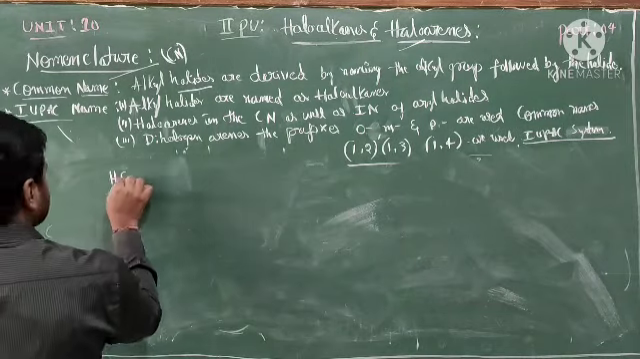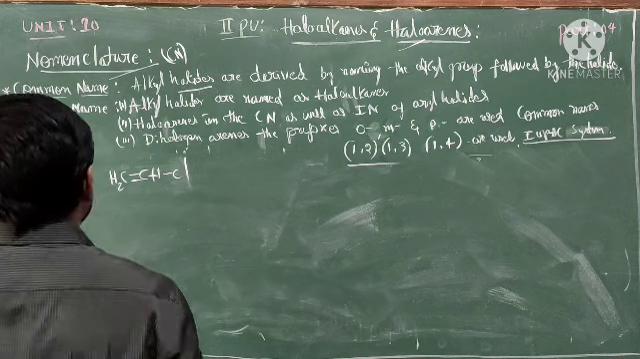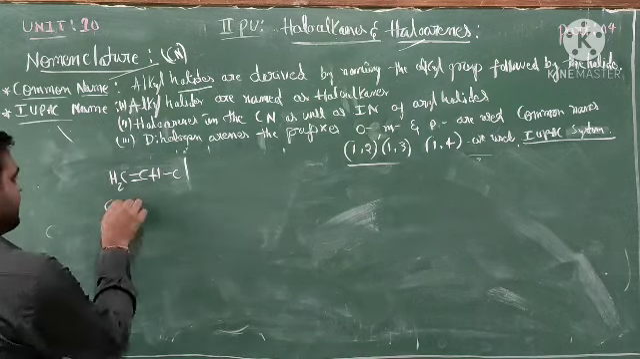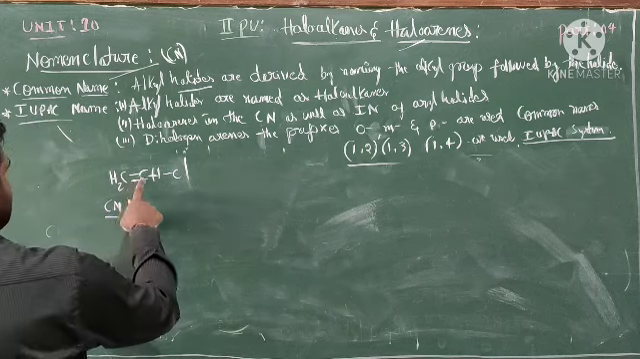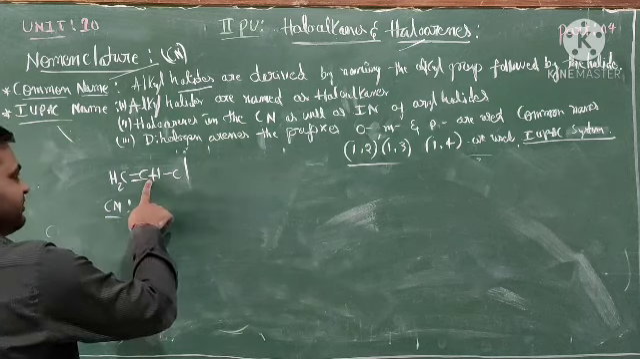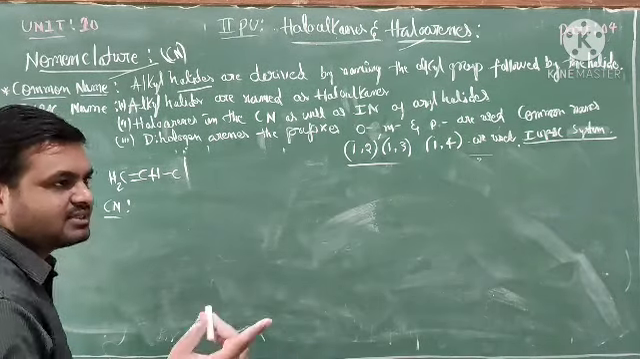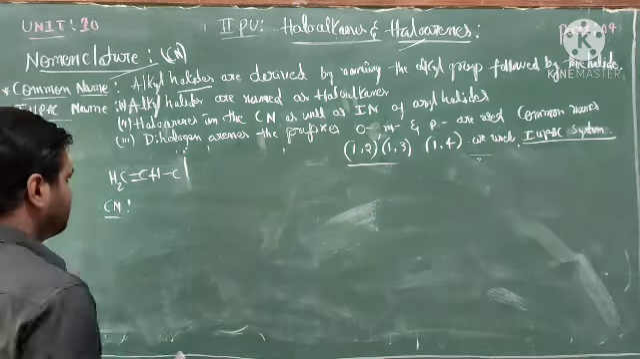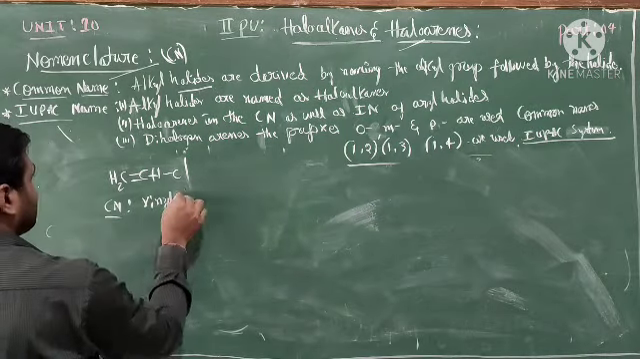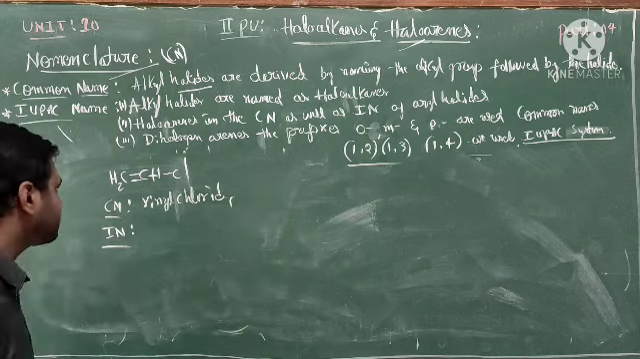See here, CH2=CHCl. What type of structure is this? The halogen atom is present on a carbon atom that has a double bond. This is a vinyl halide. So this is vinyl chloride. Okay. What about the IUPAC name?